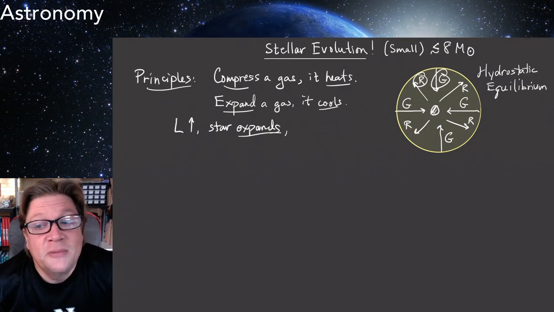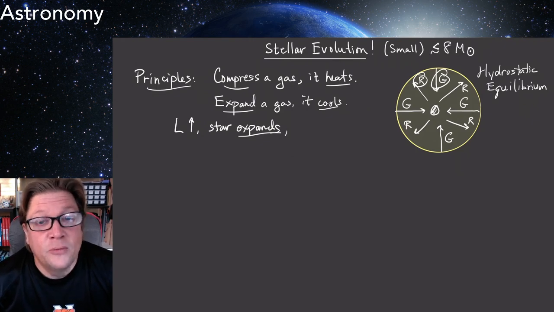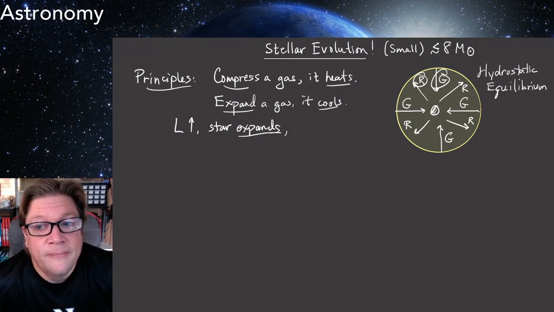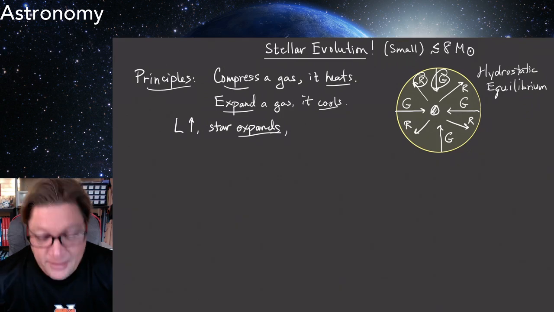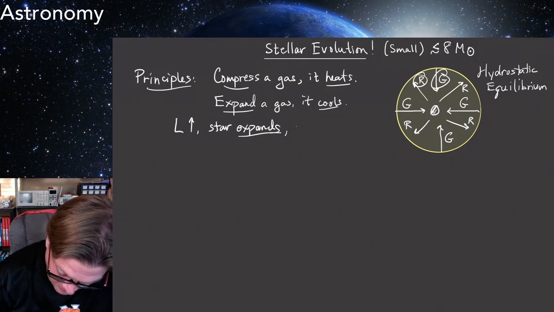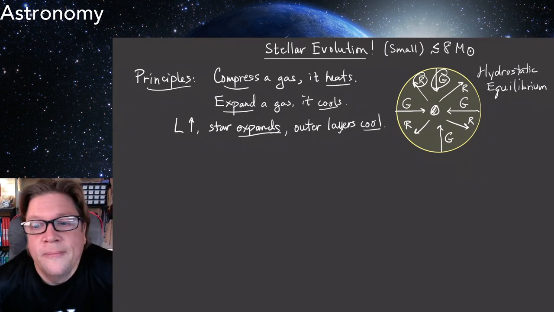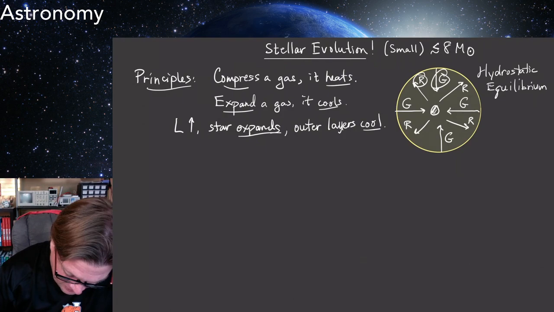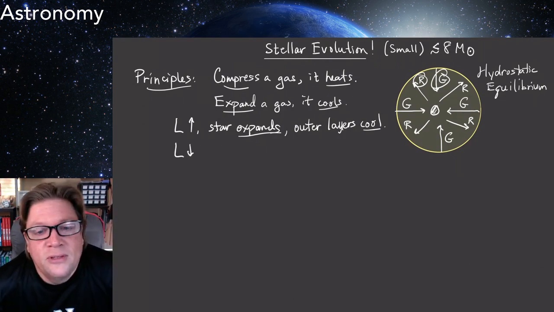And what happens when it expands? That outer envelope gets bigger. There's more area that the energy can disperse out of. The outer layers cool, right? And when they cool, they get more red. So when the star expands, the outer layers cool. Okay, neat.